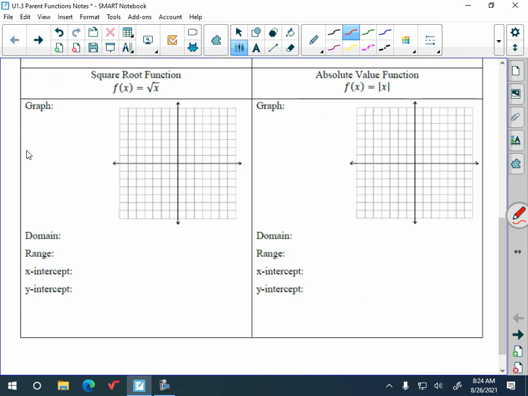All right, so the next function is the square root function. You can see f of x equals the square root of x, or y equals the square root of x. A square root function has to have a square root in it. All right, so let's go ahead and do our table.